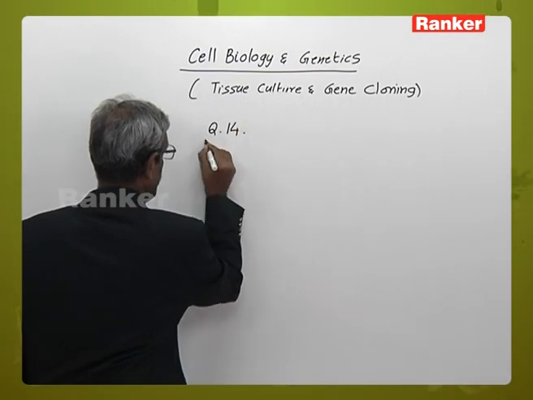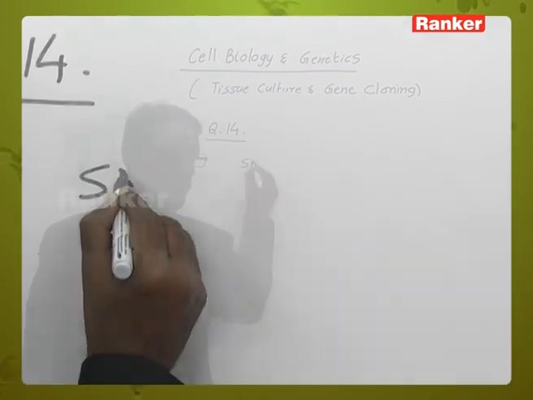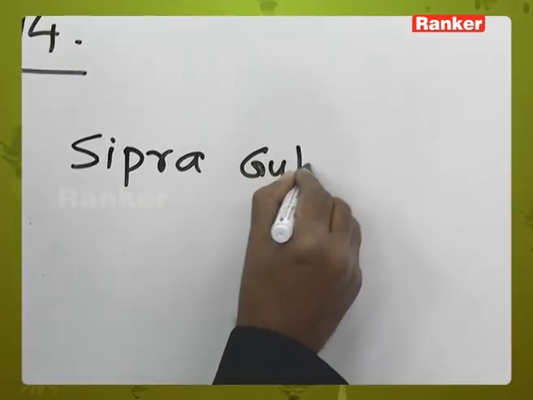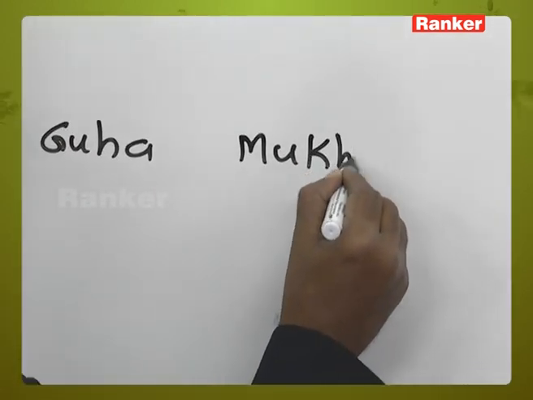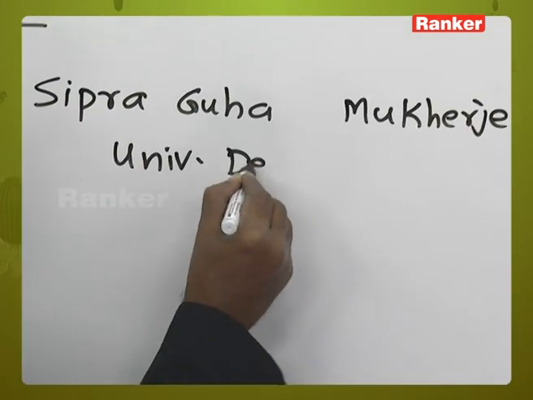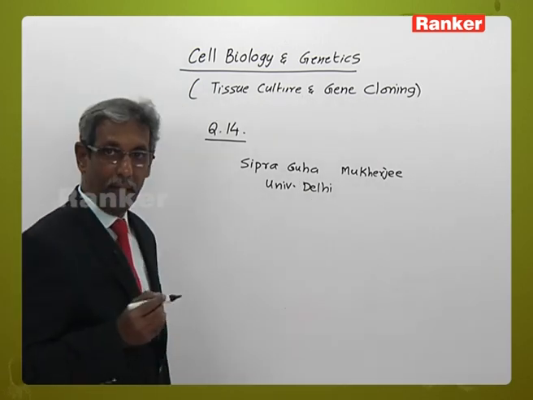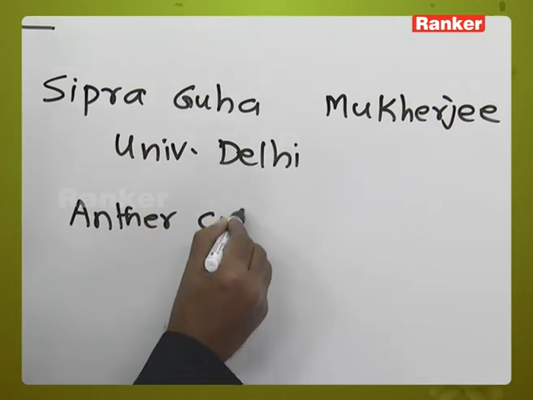Question number 14. Guha and Mukherjee are Indian scientists famous for A, green revolution, B, anther-culture and haploids, C, genetic engineering of rice, D, embryo culture. If you take Sipra Guha and Mukherjee from the University of Delhi, they have been pioneers with relation to the technique of anther-culture.